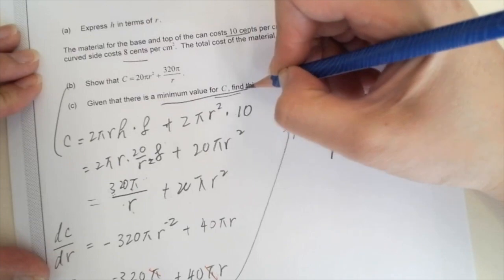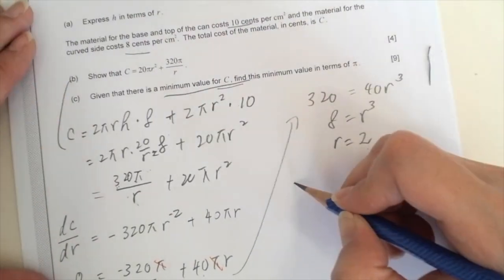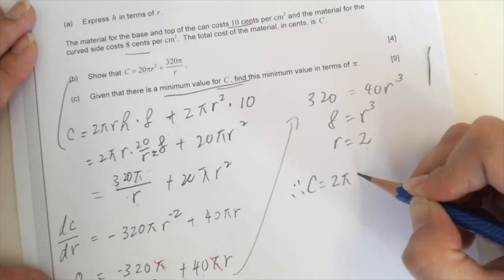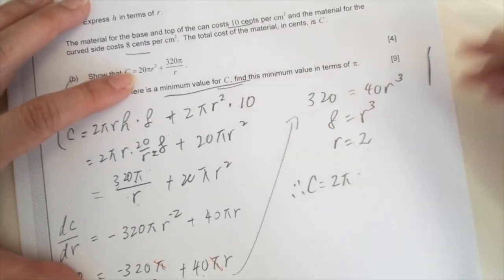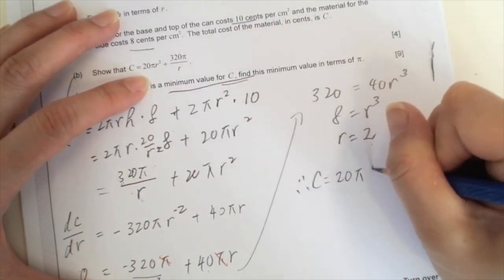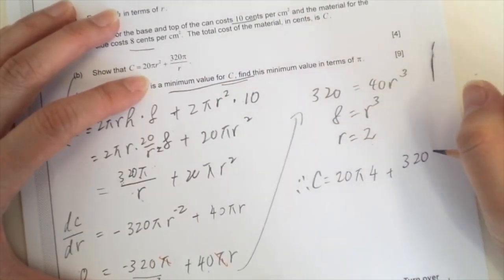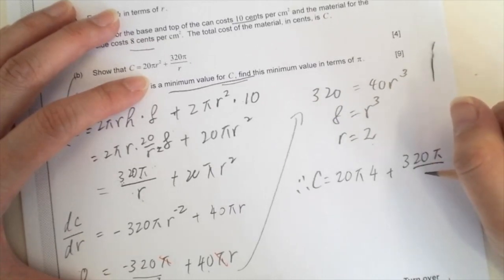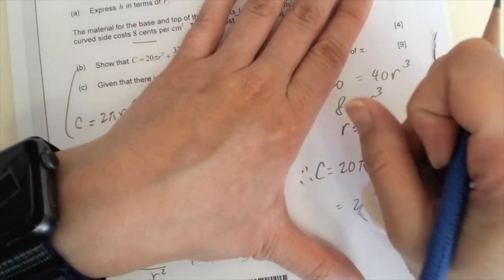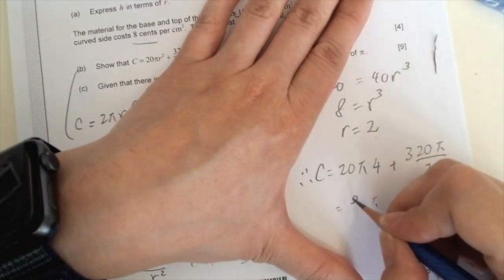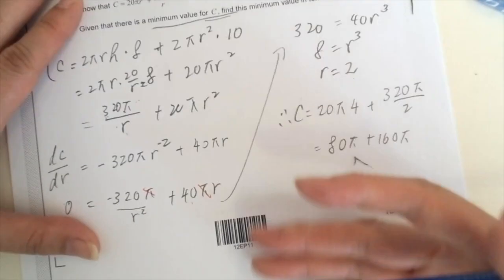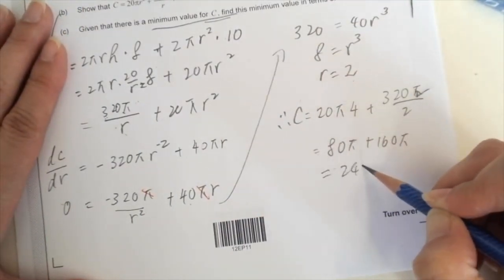Not finished yet because they want the minimum C. So we need to put this back in. Therefore, C should be equals to 2 pi 20 pi 4 plus 320 pi divided by 2. So now we have 80 pi, sorry, 80 pi plus 160 pi, which is 240 pi.